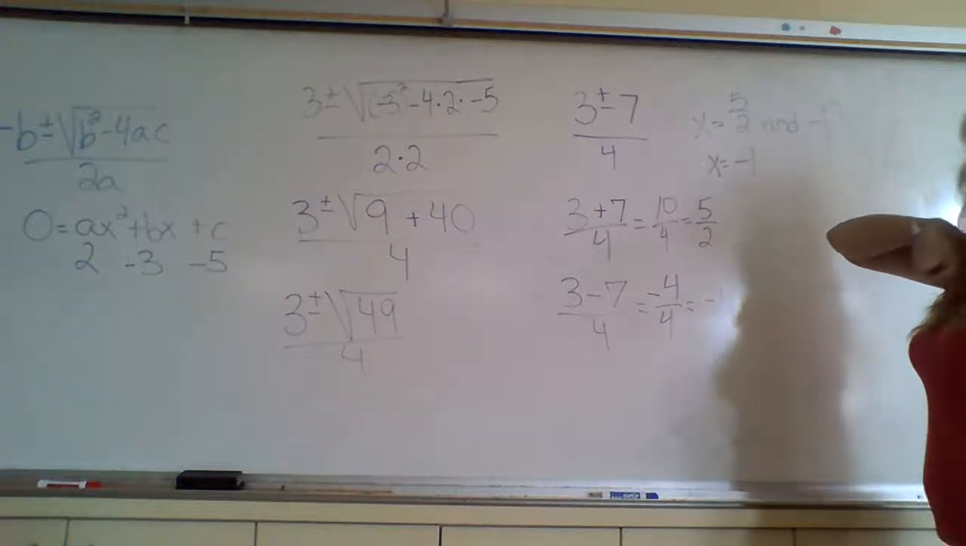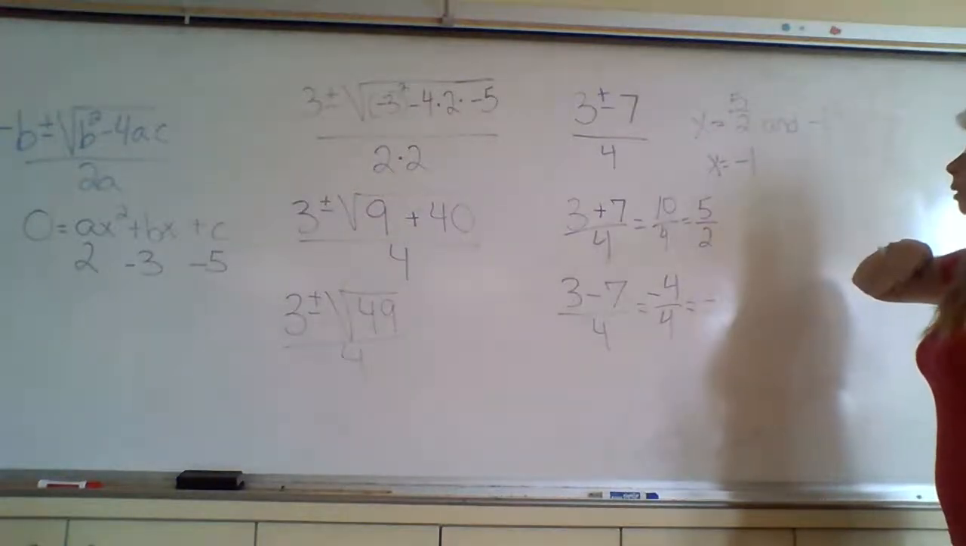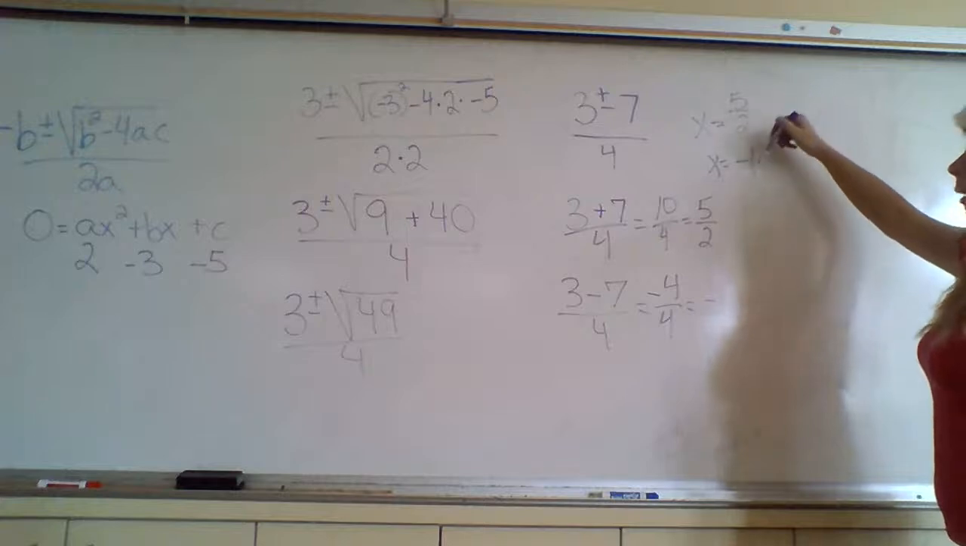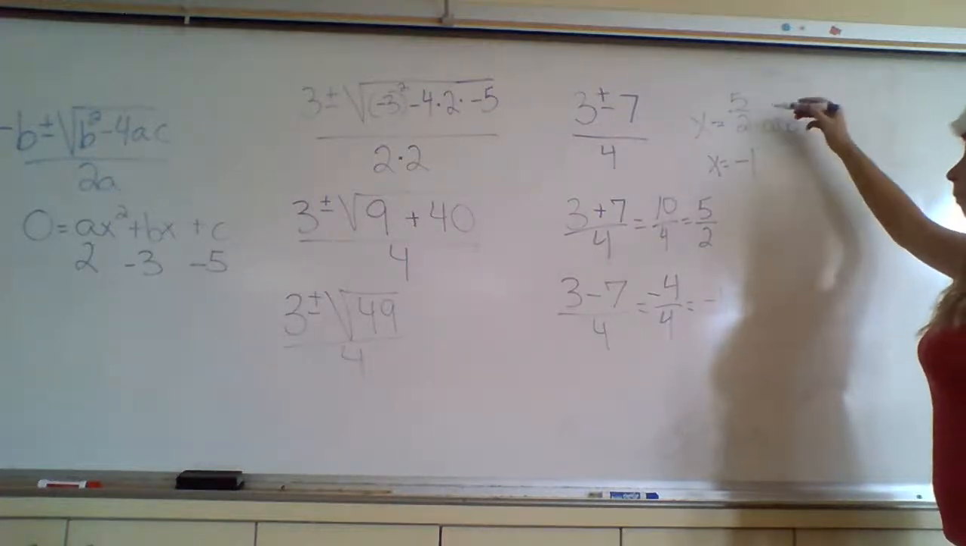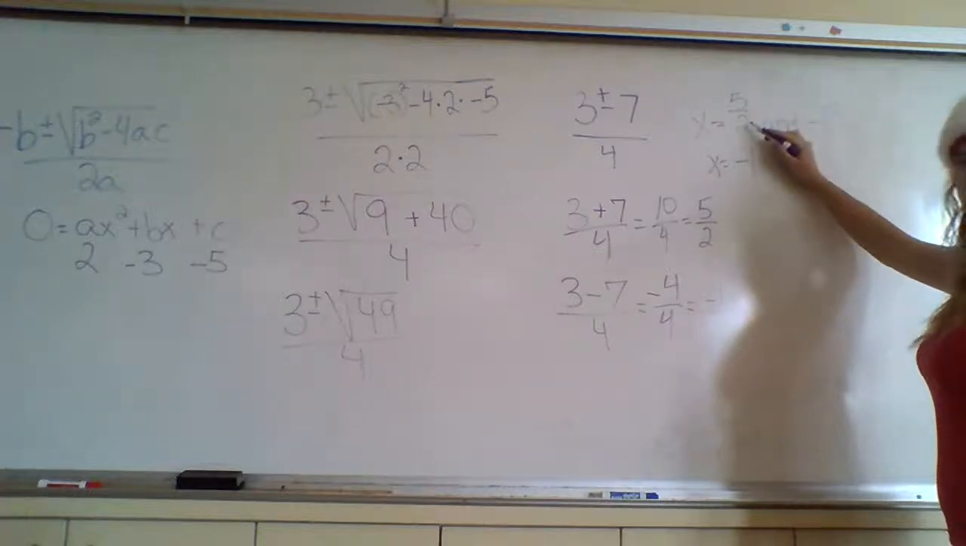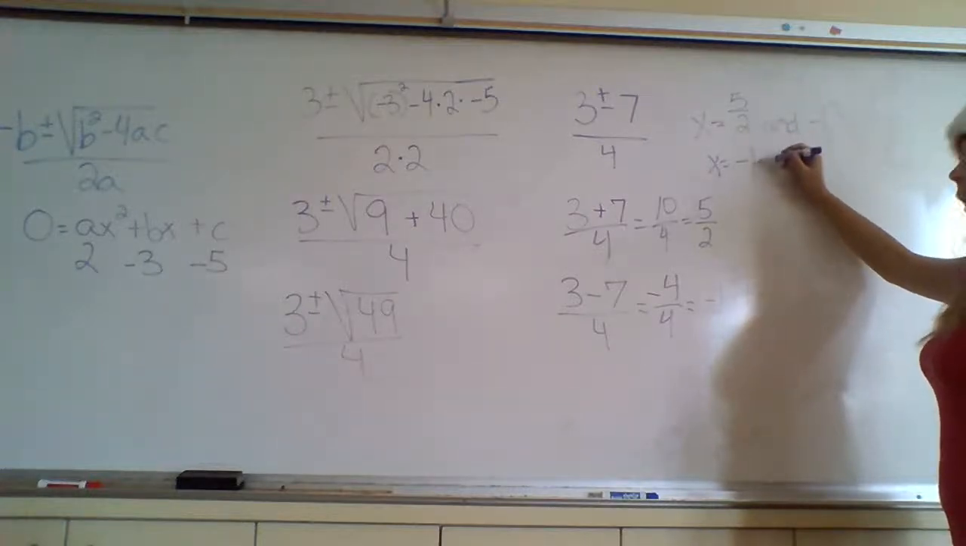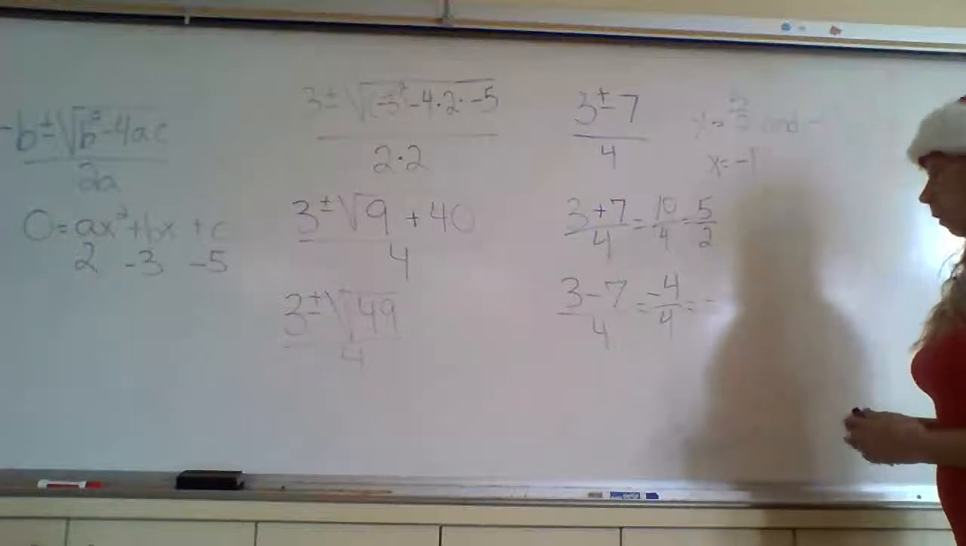If you were to graph this, these would be your x-intercepts. It would cross your x-axis at 2.5, which is 5 over 2, and a negative 1. All right.